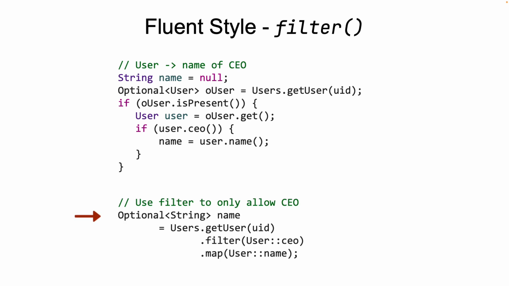We can replace that code by a nice fluent combination of filter and map as follows. Here you see that after getting the optional user object, the filter method can check if the user is a CEO. The filter method takes a predicate, and if at runtime this predicate returns true, then the filter returns the optional user object again. Otherwise, it will return an empty optional. The next step is to call the map method, which will return an optional string representing the username. If you call the map method on an empty optional, it will simply return back an empty optional.